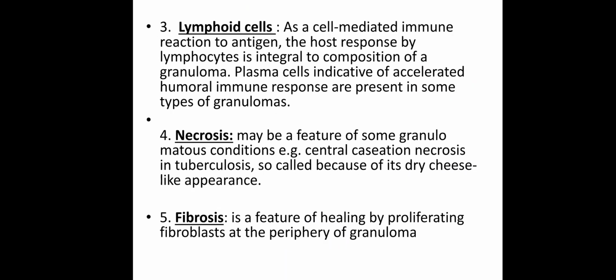Then come the lymphoid cells. As a cell-mediated immune reaction to the antigen, the host response by lymphocytes is integral to the composition of a granuloma. Plasma cells, indicative of accelerated humoral immune response, are present in some types of granuloma. Coming to necrosis, it may be a feature of granulomatous conditions, like central caseation necrosis in tuberculosis, so called because of the dry cheese-like appearance. Then comes fibrosis. It is a feature of healing by proliferating fibroblasts at the periphery of the granuloma.